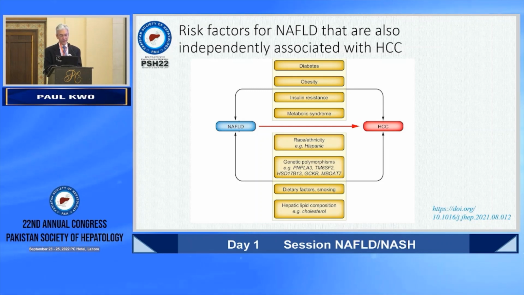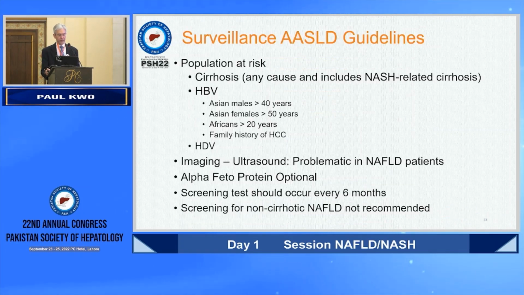And you can see here there are a few others that have been reported. Again, this isn't surprising, but TM6SF2, and there are a few more polymorphisms there in the third box from the bottom, which are all reported to raise the risk of NAFLD-related hepatocellular carcinoma. Obviously, dietary factors and smoking are an issue, as well as controlling our lipids. But all of these come together and contribute to the rising rates of hepatocellular carcinoma that we're observing.